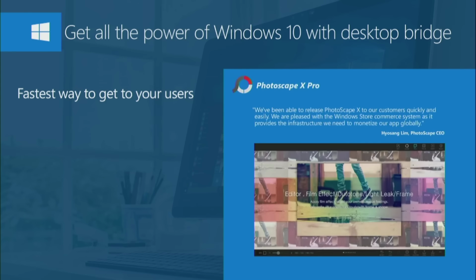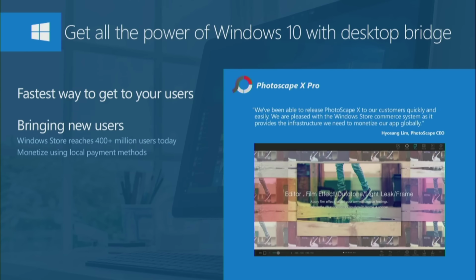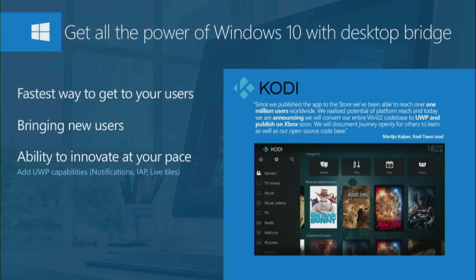Photoscape X Pro chose to put their app in the Windows Store using the desktop bridge to increase their revenue. We've added numerous monetization models to the Windows Store, specifically for desktop apps and publishers. Kodi, a highly popular media app, used the desktop bridge to publish to the Windows Store. They are so happy with the increased engagement that they are now moving their entire code base to UWP. Since they're an open source project, we all get to see, learn, and contribute. Once it's UWP, they plan to publish it on the Xbox too. That is the power of having one platform.